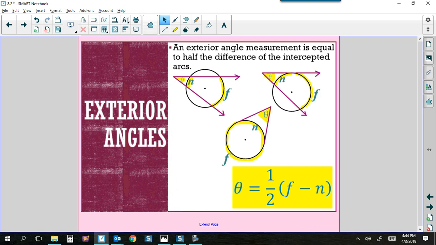I used F minus N here for far and near. So the far away arc is always going to be the first one because it's always going to be the larger one. You don't ever want to get a difference that's negative. That should not have worked.